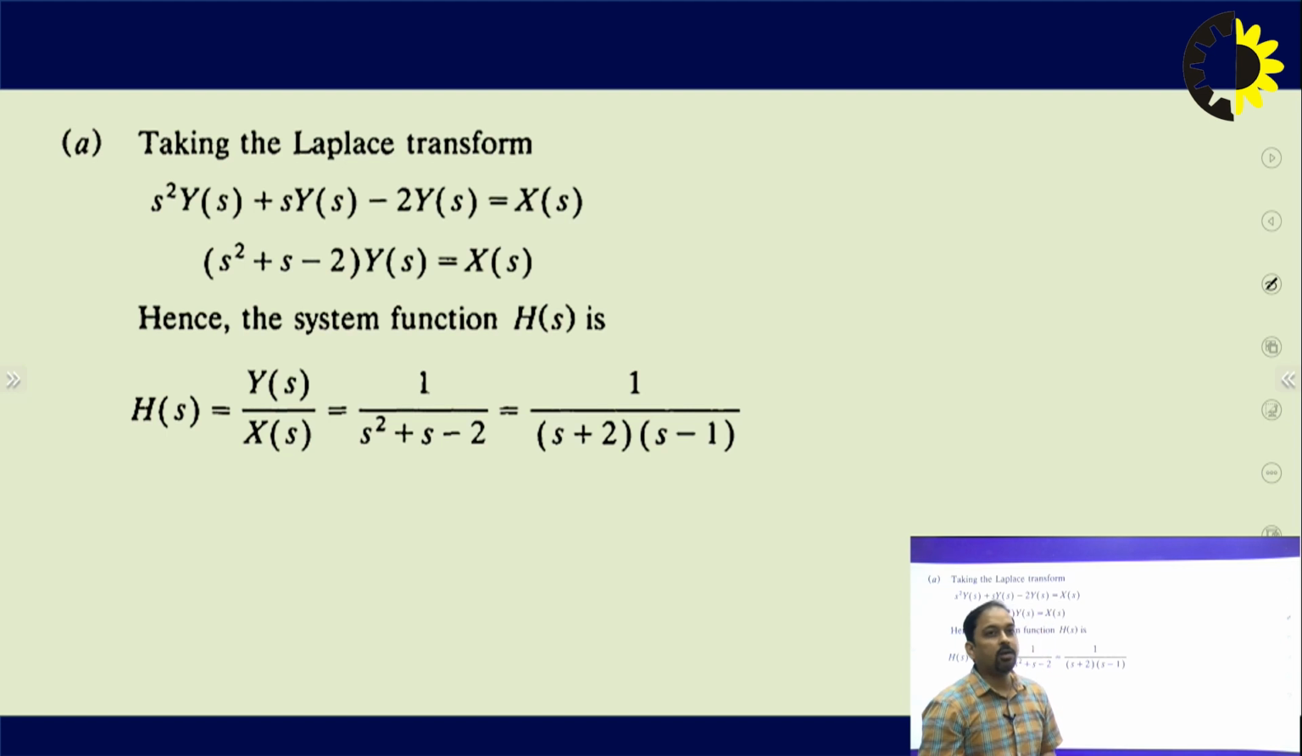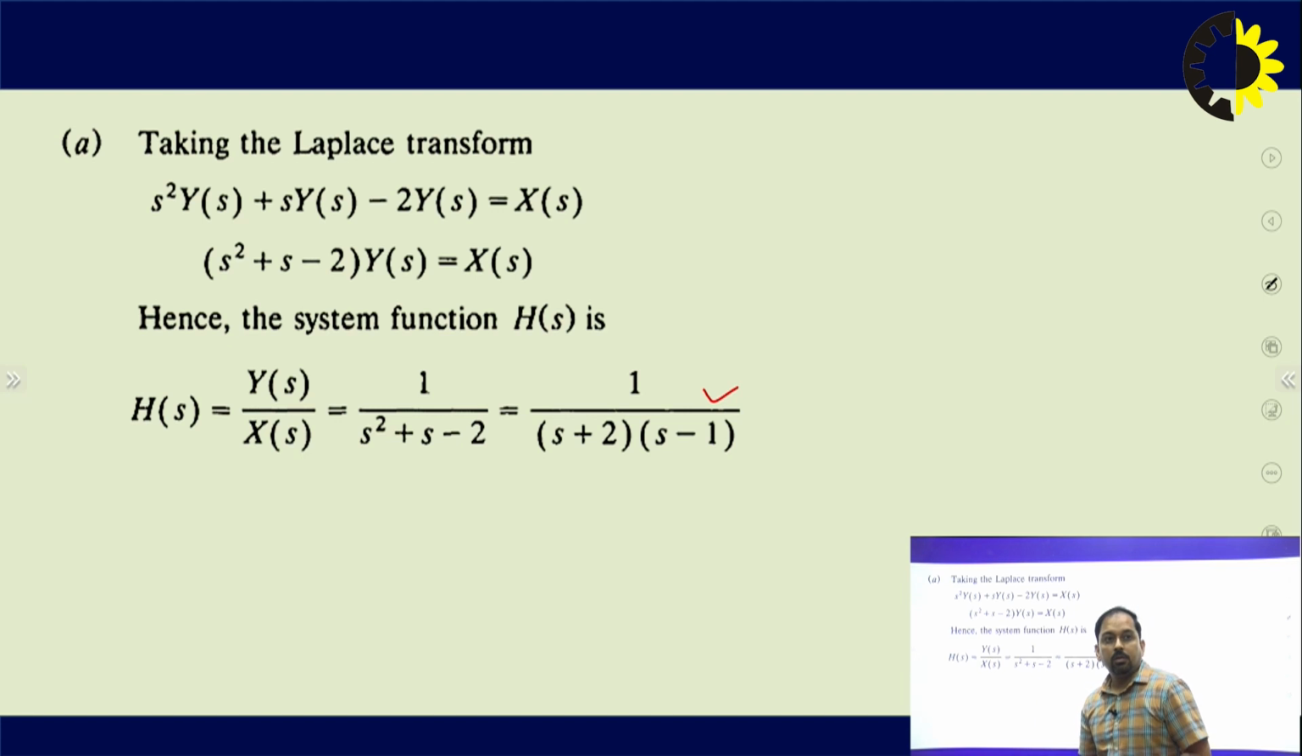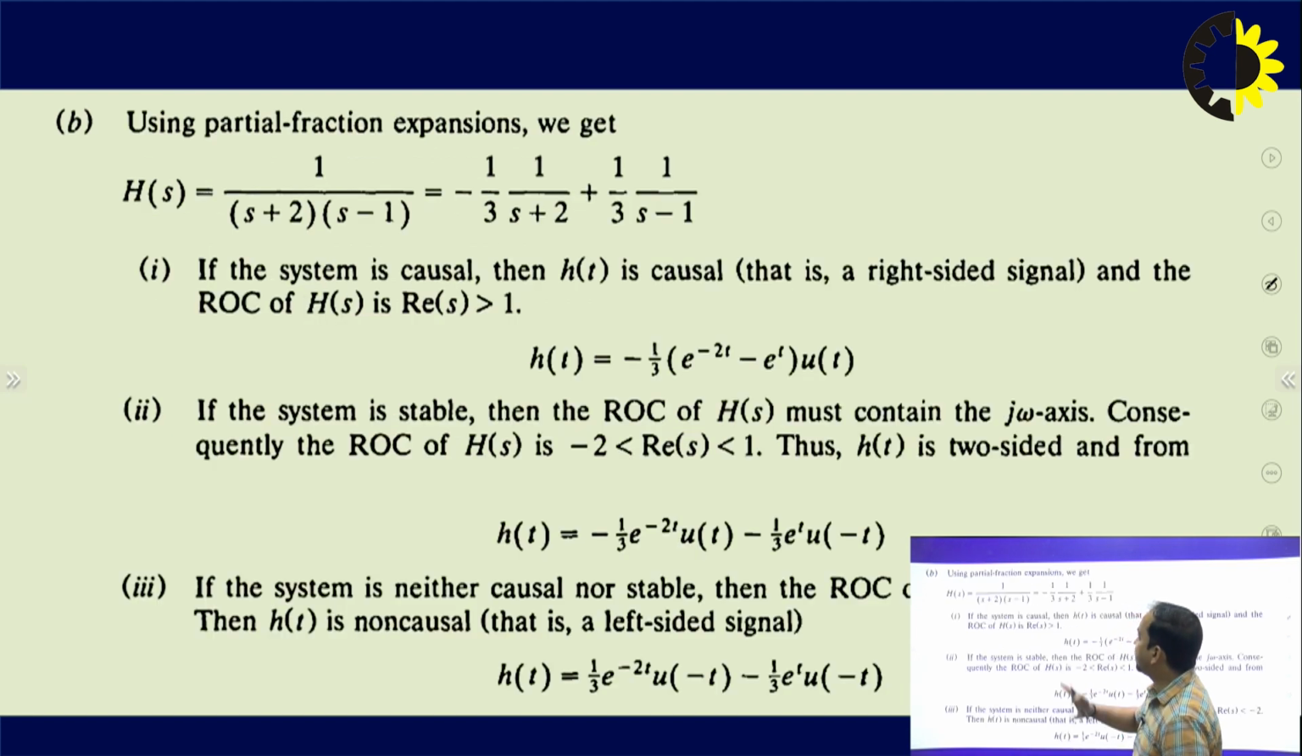So how can we start? We start with the inverse Laplace transform. The inverse Laplace transform will have H(s) first. Next, we take the partial fraction, which will be 1 by 3 times the factor 1 by s minus 1 minus the factor 1 by s plus 2.